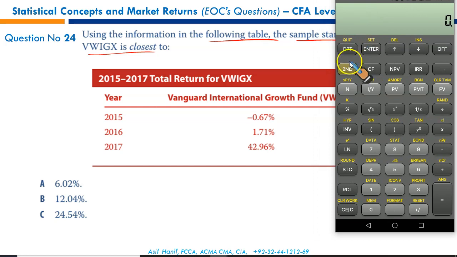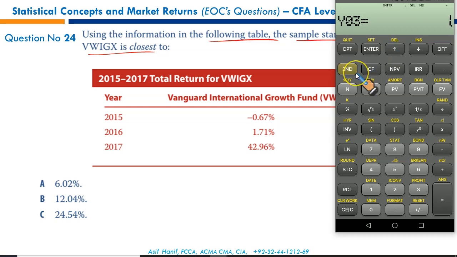Sample standard deviation. So you will call the second data function. You will write negative 0.67, enter, down arrow key. Remember, since we are using just one variable, you don't have to do anything for Y, simply press down arrow key again. X2 is 1.71, enter, down arrow key. Don't put anything for Y2, just press down arrow key again. The third observation is 42.96, enter, down arrow key once again, and just keep it till here.